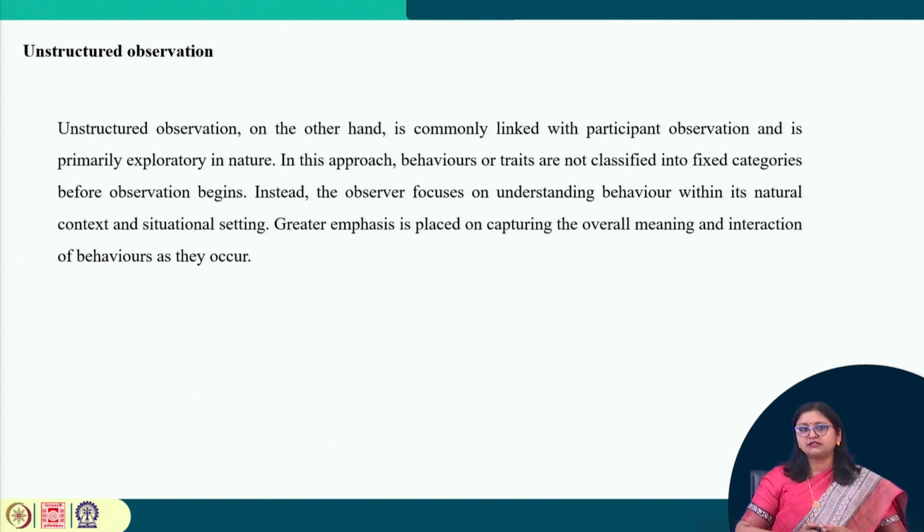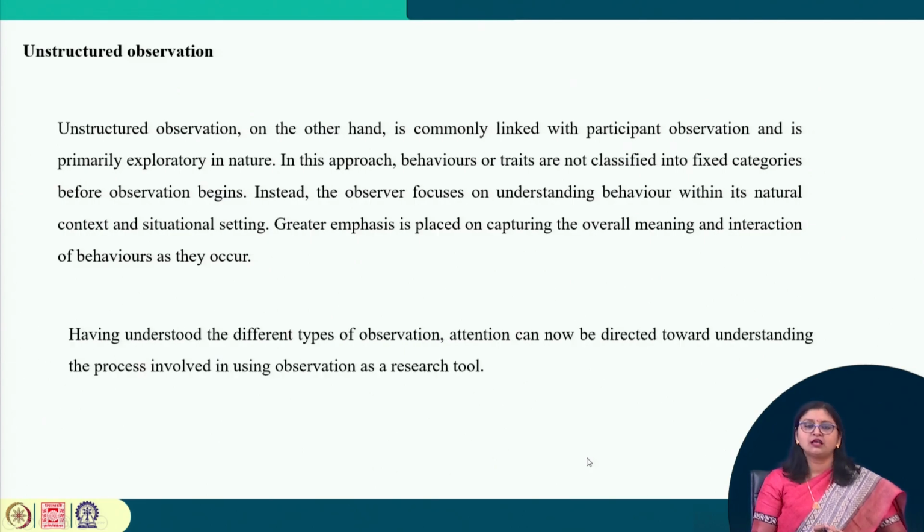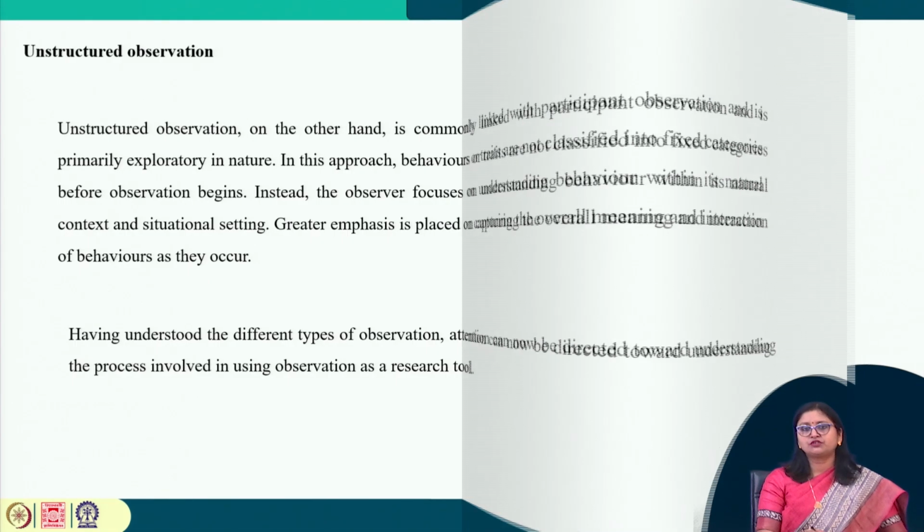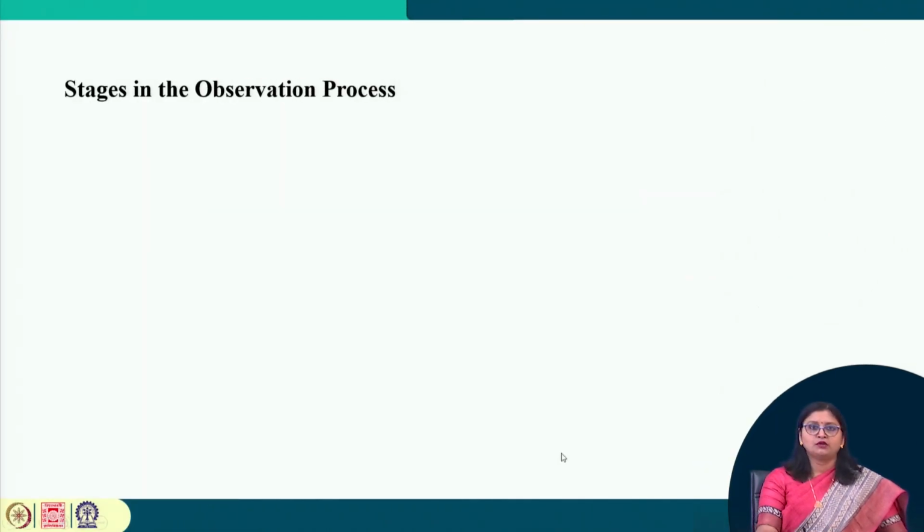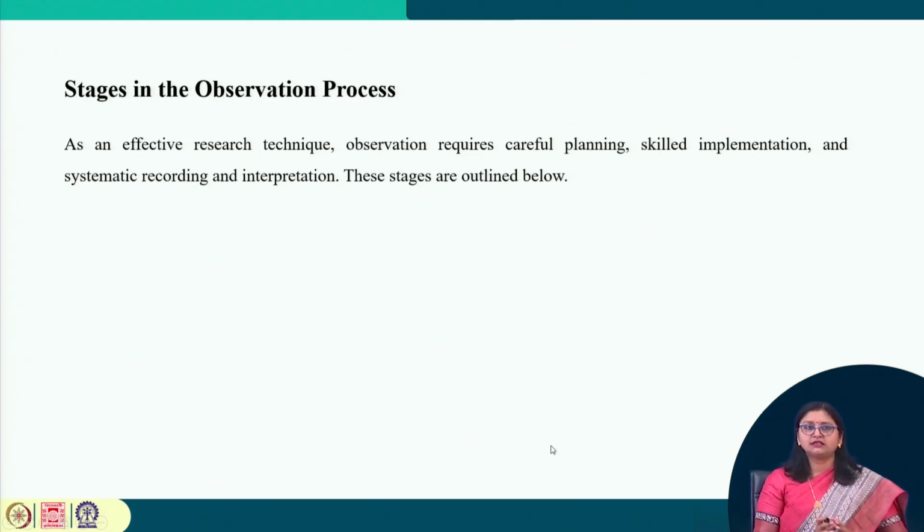So, greater emphasis is placed on capturing the overall meaning and interaction of behaviors as they occur in the natural environment. Having understood the different types of observation, attention can now be directed towards understanding the process involved in using observation as a research tool. So, there are stages in the observation process. Let us go through the stages.